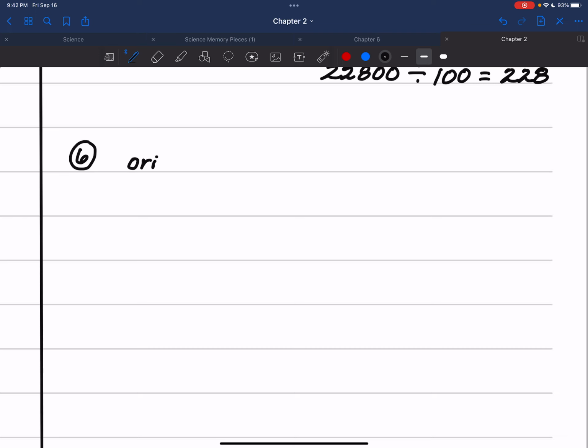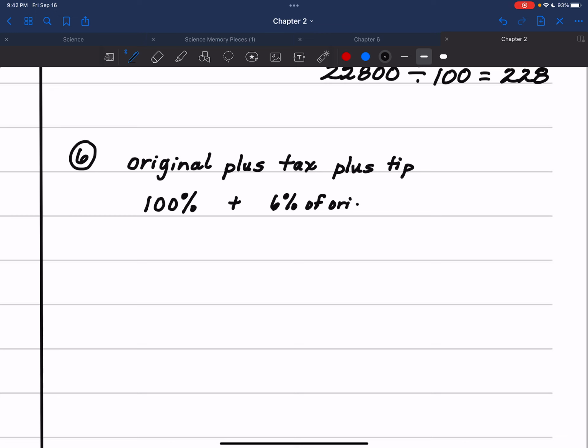So we had the original amount of the food, plus we had the tax, plus the tip. We don't know the original amount, but we know that it was 100% of what they ate. The tax would have been 6% of the original amount. And the tip would have been 20% of the original amount.